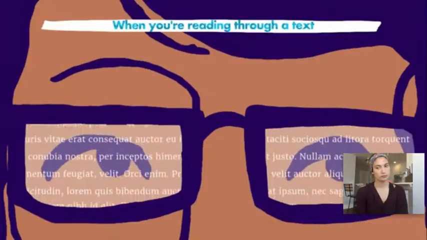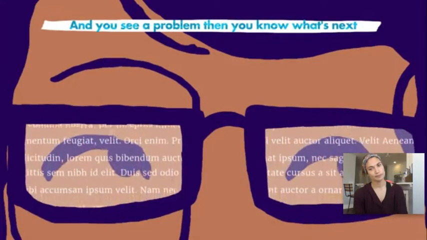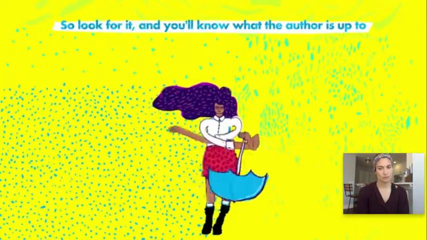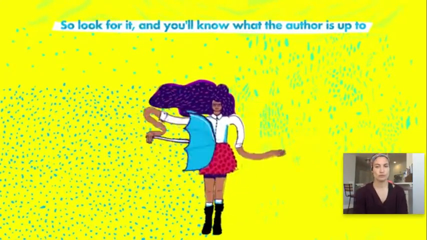When you're reading through a text and you see a problem, then you know what's next. A solution. Yup, that's the structure, so look for it and you know when the author is up to something.